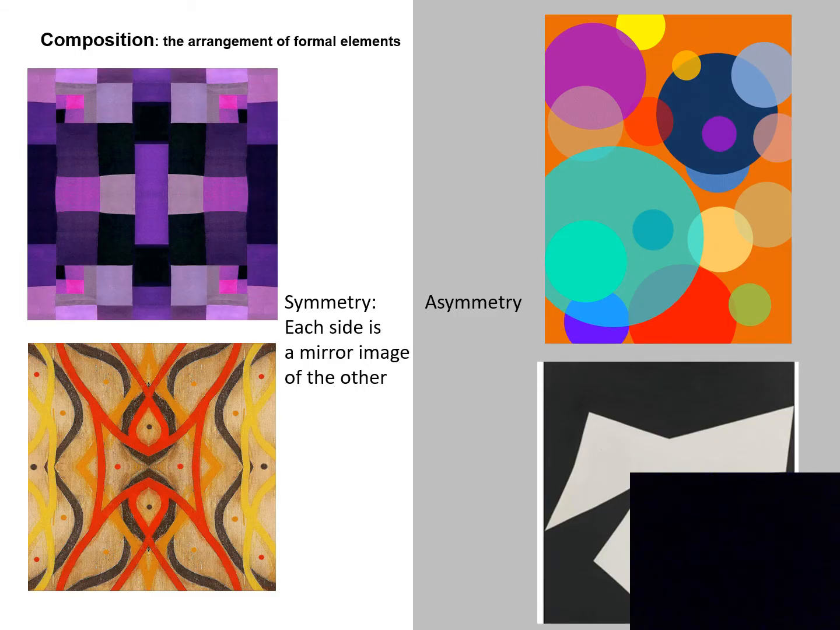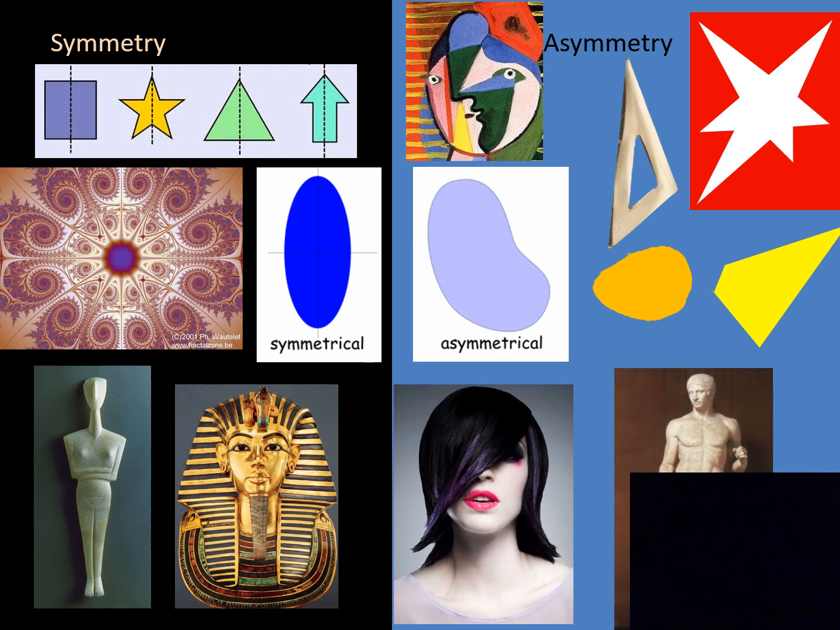Composition is the arrangement of all these formal elements. And there are two types of compositions, basically, symmetrical and asymmetrical. In a symmetrical composition, each side, left to right, is a mirror image of the other side. If it's an asymmetrical composition, if you divide the composition in half, you have different elements on either side. Symmetry and asymmetry.